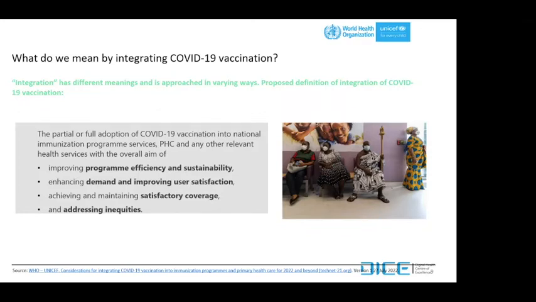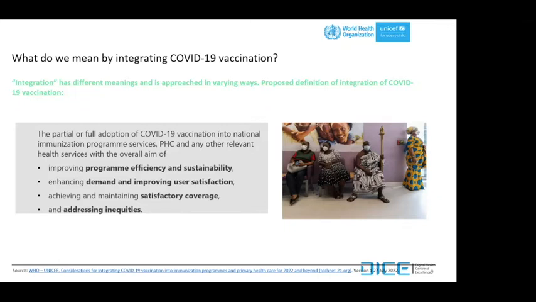Then the second point is enhancing demand and improving user satisfaction. So we channel the efforts and the resources towards a common agenda of creating or stimulating demand, as well as improving user satisfaction, rather than spinning up separate efforts. The third point is achieving and maintaining satisfactory coverage. During the pandemic response mode, we're trying to reach as many high-risk population as possible. Once we reach a certain threshold, we feel that it will be good to integrate.